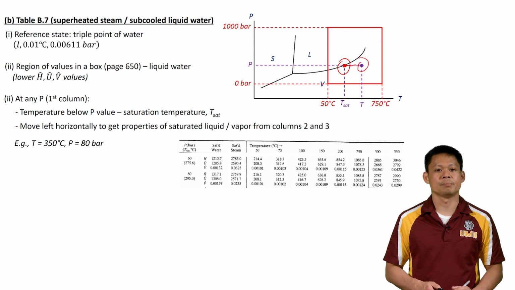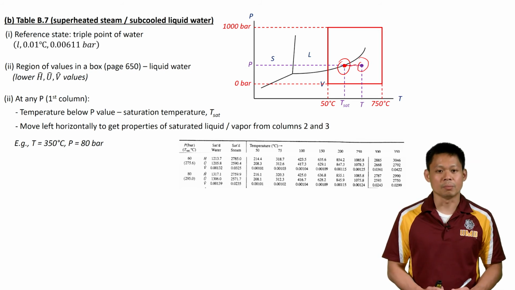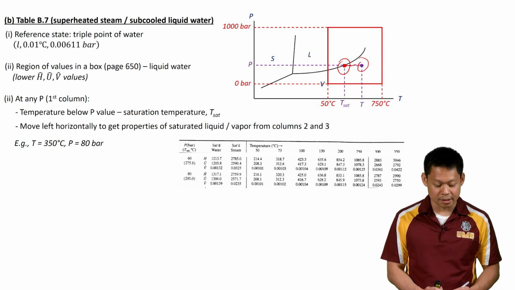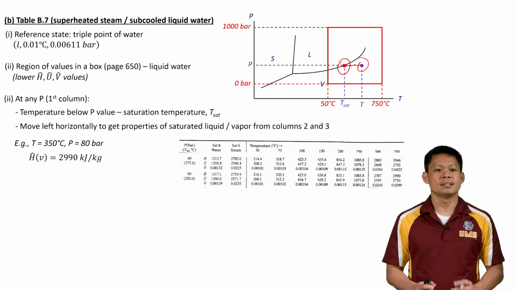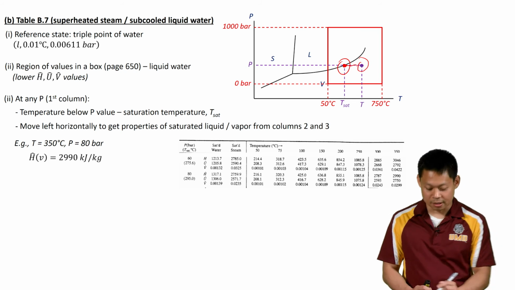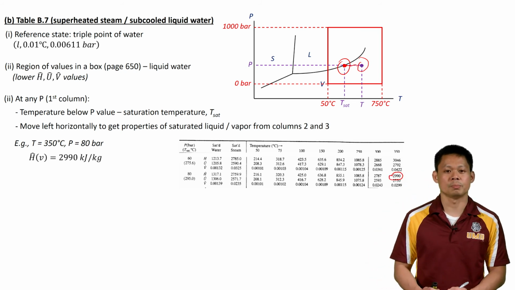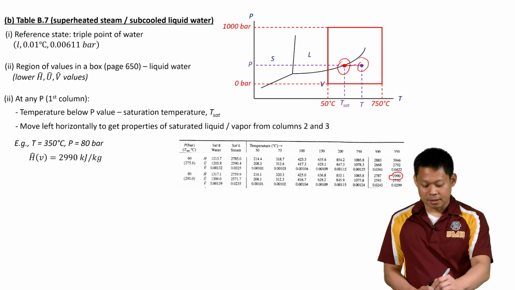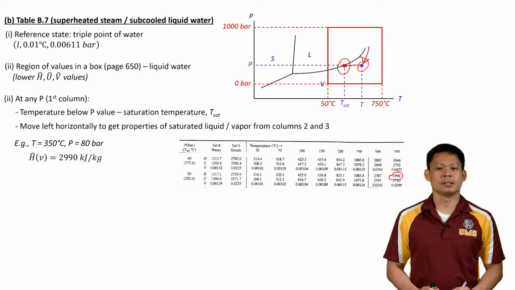So let's look at the example right here. In this case, I picked a temperature of 350 degrees C and 80 bar, and I have the table up right here. In terms of the enthalpy at this state of 350 degrees C and 80 bar, we can see that the enthalpy value is right here, 2990 kilojoules per kilogram. So that's what we are talking about, for example, if we are right here. We're in the superheated region.